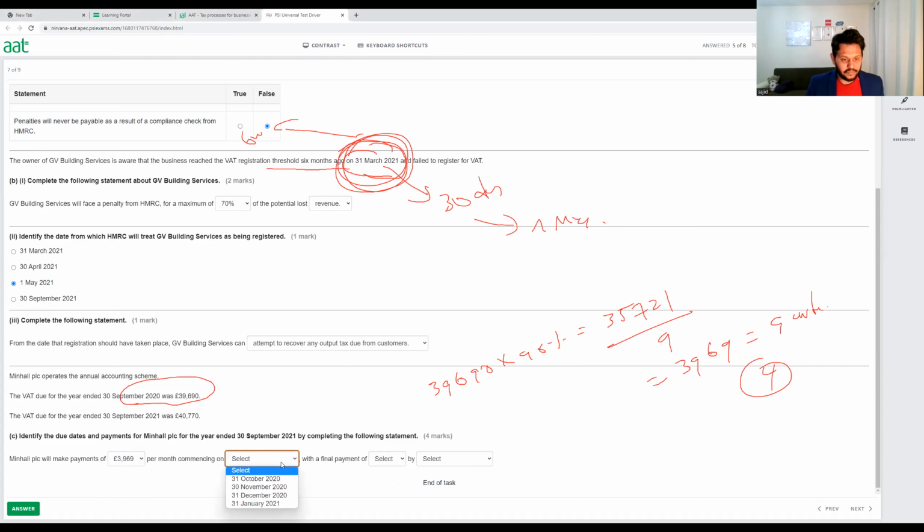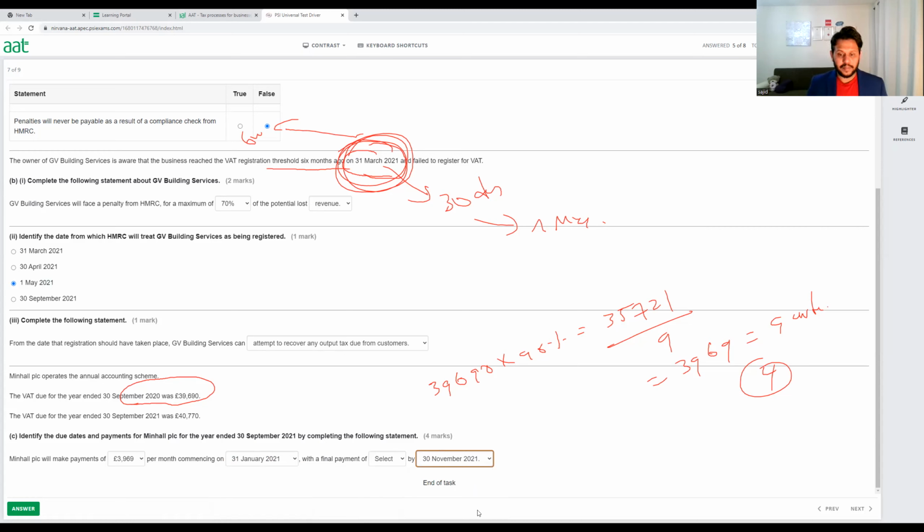So what is month number 4? Our year ended on September. That means October, November, December, January. So 31st of January at the end of month number 4. And the final payment will be on month number 14. Remember that. So that means we have September, October, and November. So the final payment will be 30th of November at the end of month number 14. Be very careful with this date and the amount.